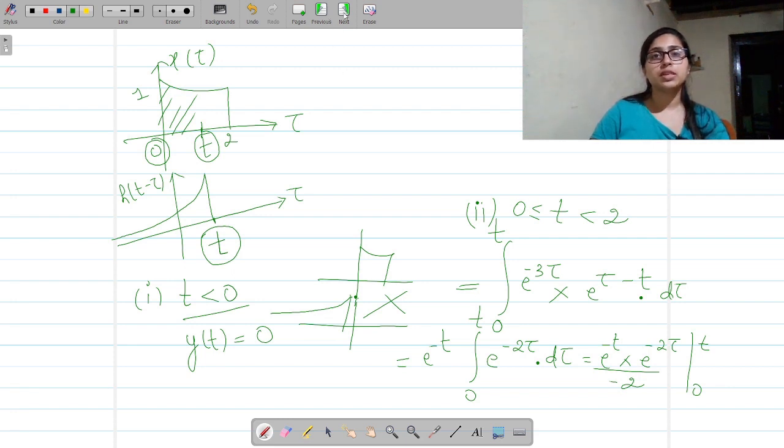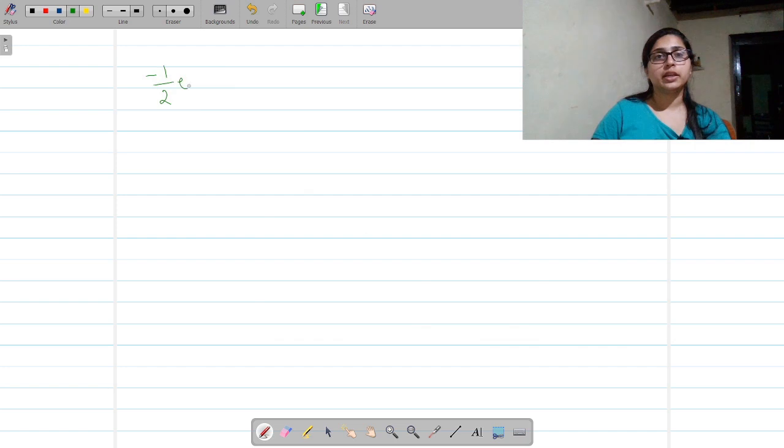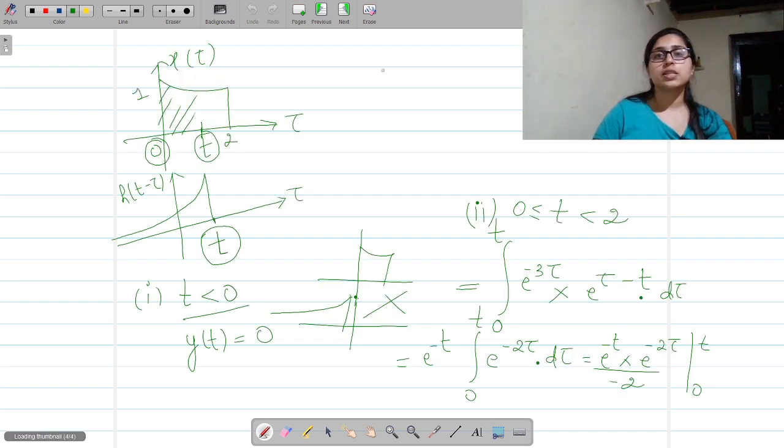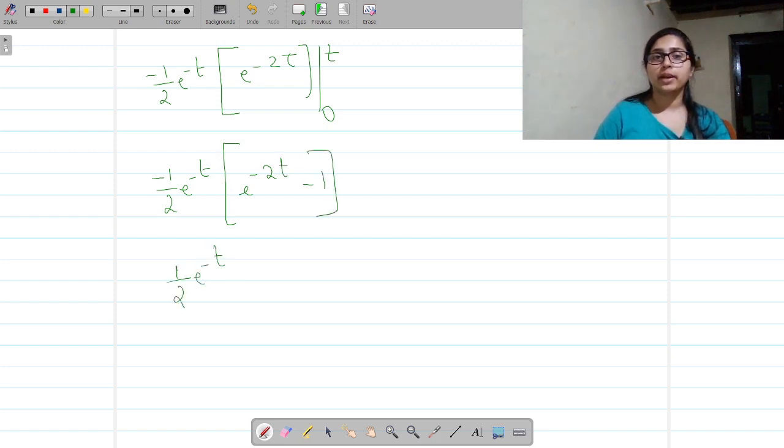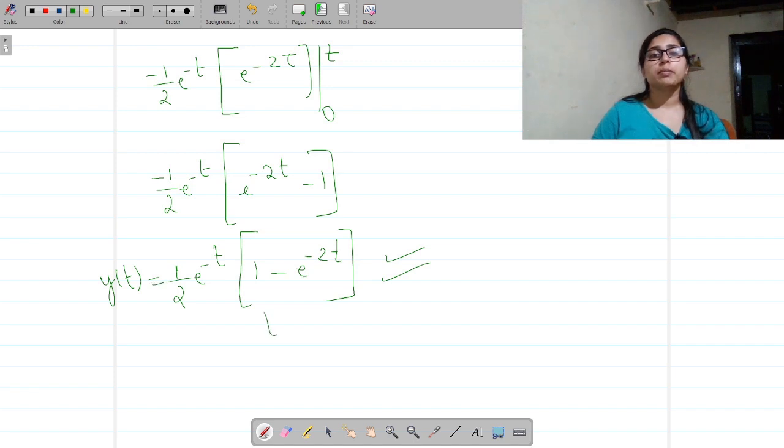Now I will write minus 1 by 2 e to the power of minus t as it is, and next e to the power of minus 2 tau, evaluated from t and 0. So minus 1 by 2 e to the power of minus t times e to the power of minus 2t minus 1. Now I will write 1 by 2 e to the power of minus t, and taking the minus inside, 1 minus e to the power of minus 2t. Okay, so this will be the value of y of t when t is between 0 and 2. When this is the condition, we are going to get this value for y of t.